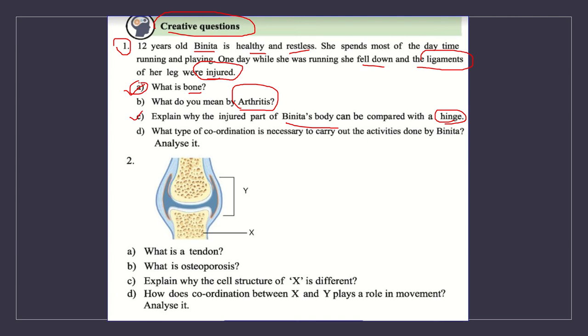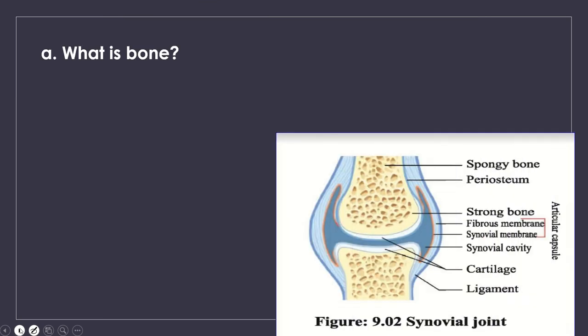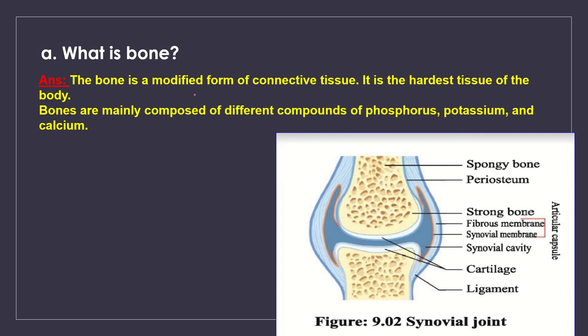So we'll go through one by one. First one, that is very easy. What is bone? If you see my previous video, then you can get some idea. Bone is a modified form of connective tissue. It is the hardest tissue of the body, and bones are mainly composed of different compounds like phosphorus, potassium and calcium. So these components you can find in bone. This is a bone. Alright, let's go to the next question.